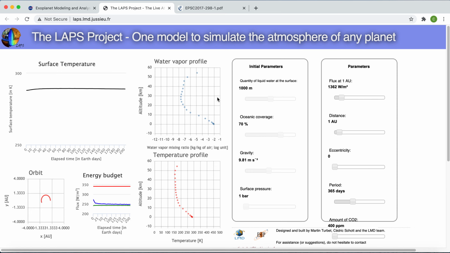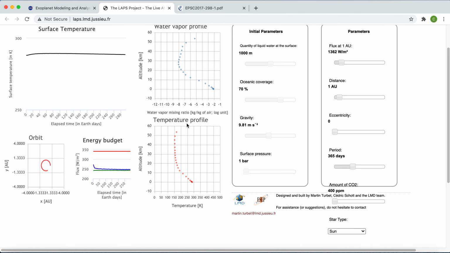This vertical graph of water vapor profile shows the water vapor mixing ratio based on the altitude in kilometers, as well as a logarithmic unit of the water vapor mixing ratio. The temperature profile is another vertical graph dealing with, again, altitude. So as the altitude drops, the temperature rises, and the temperature is also measured in Kelvin.